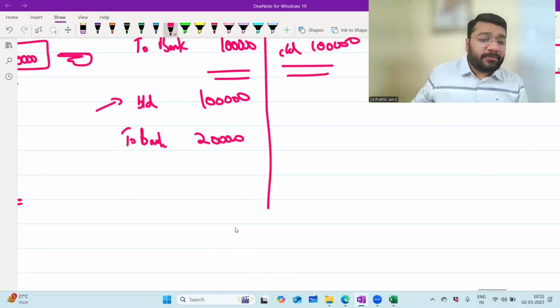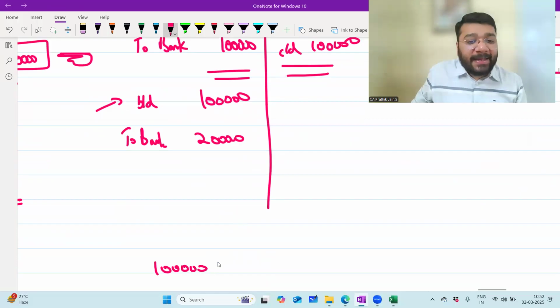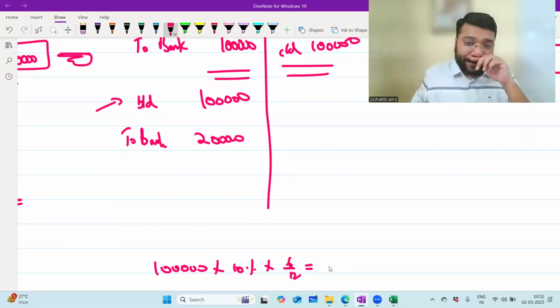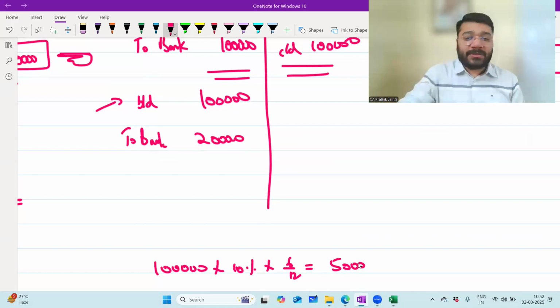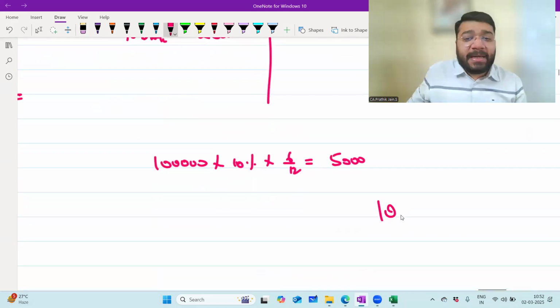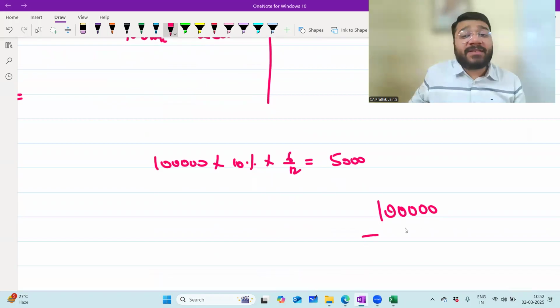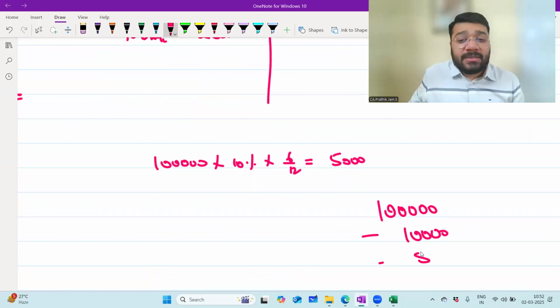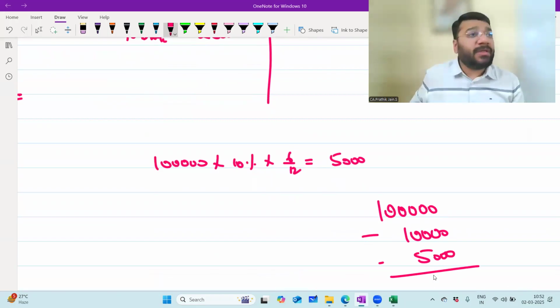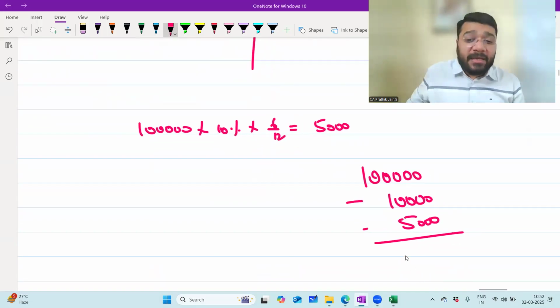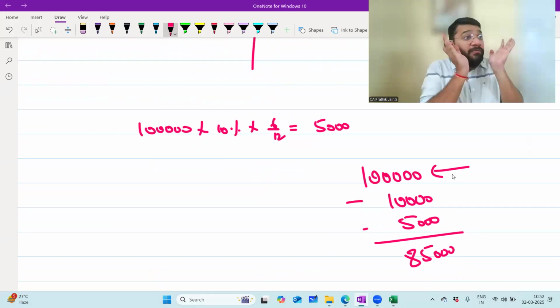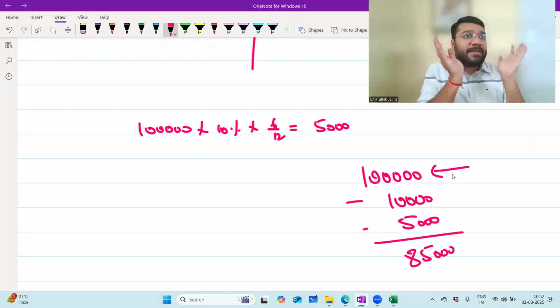So what is the depreciation? 1 lakh into 10% into 6 by 12. How much is it? 5,000 rupees. So 1 lakh was the initial value of the asset. First year depreciation, 10,000. Second year depreciation, how much? 5,000. So what is the written down value? 85,000 is the unused value of the asset. 1 lakh is the new value of the asset.